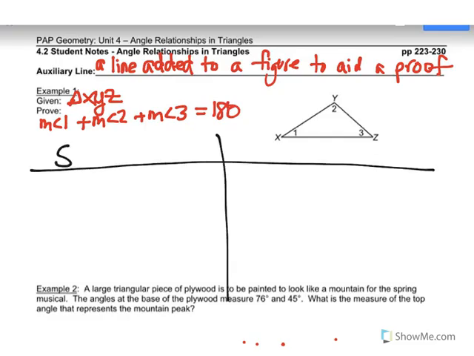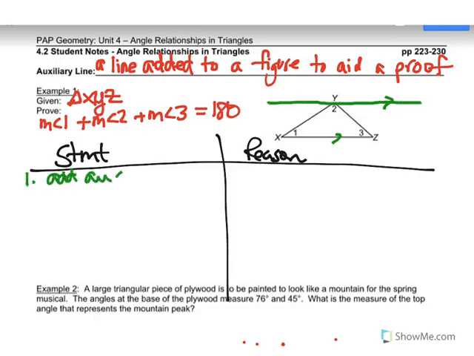So we're going to put our statements, and we're going to put our reason here. And so the first thing I'm going to do is, looking at side XZ on my triangle right here, I'm going to draw a line that's parallel to XZ up here at the top of the triangle, going right there through the vertex at angle 2. And that line is going to be parallel to XZ. And so number 1, we're going to put add auxiliary line.